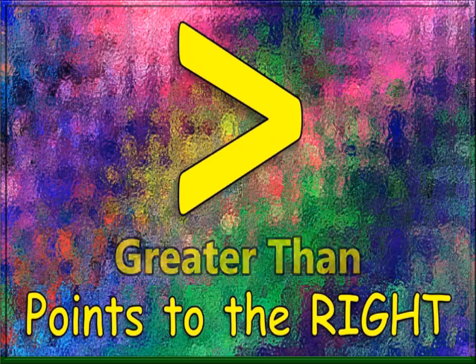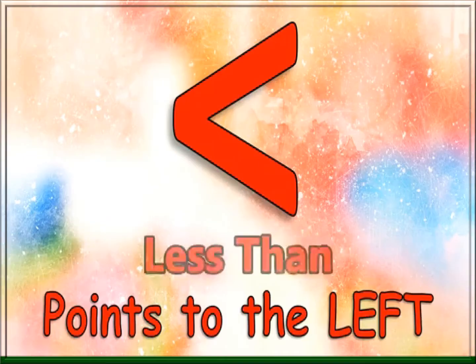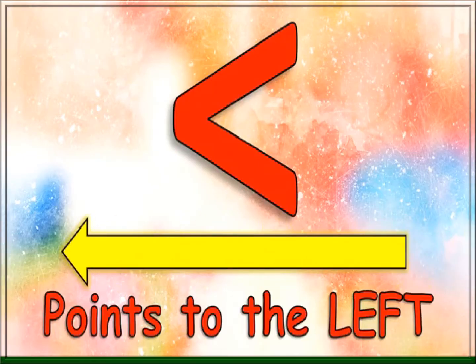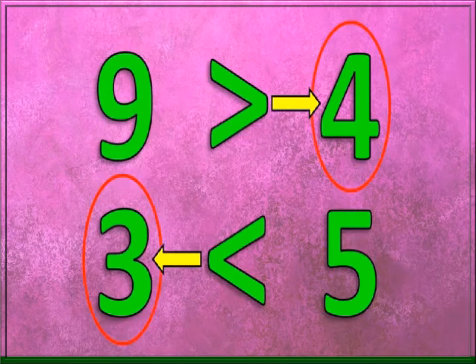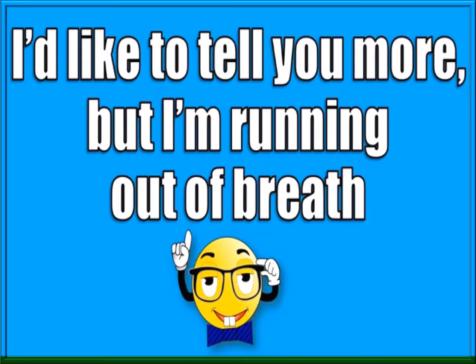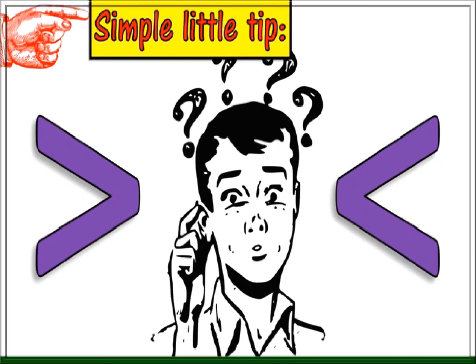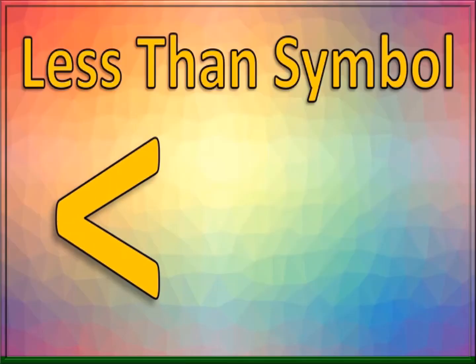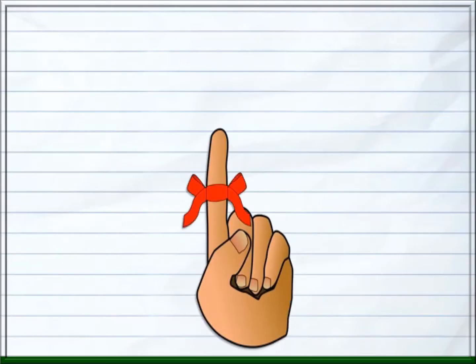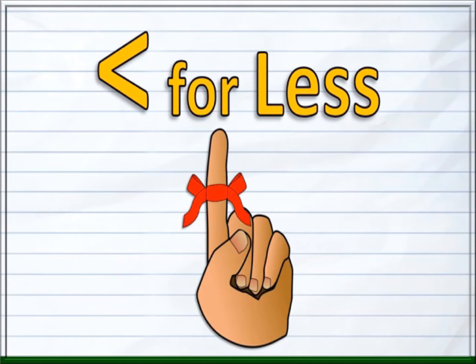The greater than symbol points to the right. The less than symbol points to the left. The symbol always points to the number that's smaller. I'd like to tell you more, but I'm running out of breath. Sometimes it can be hard to remember which symbol is which, so here's a simple little tip. The less than symbol is shaped like an L. Just remember L for less, that's how you can tell.